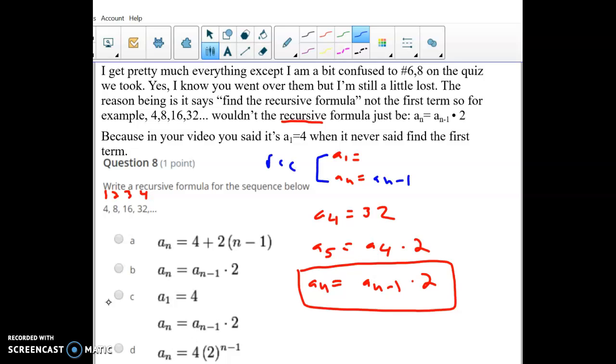Okay, which makes the right answer to, I forget what this one is, I think 8, look like that. They should have both of those parts for recursive. Okay, hopefully that clears things up. Please let me know if it doesn't.